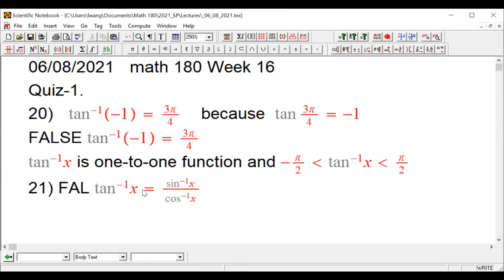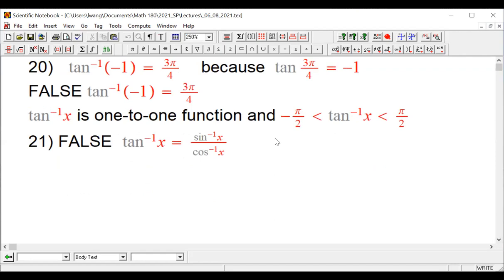So why does a student make such a mistake? The reason seems to be very reasonable, because tangent of an angle is equal to sine x over cosine x. So how do we demonstrate this is false?